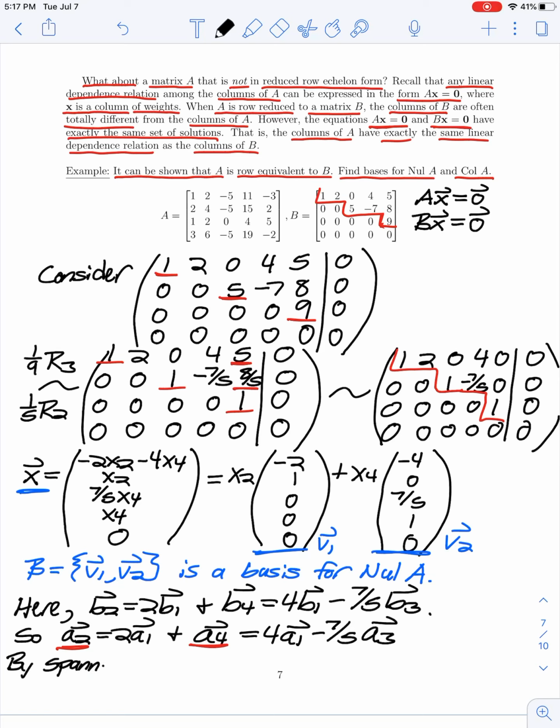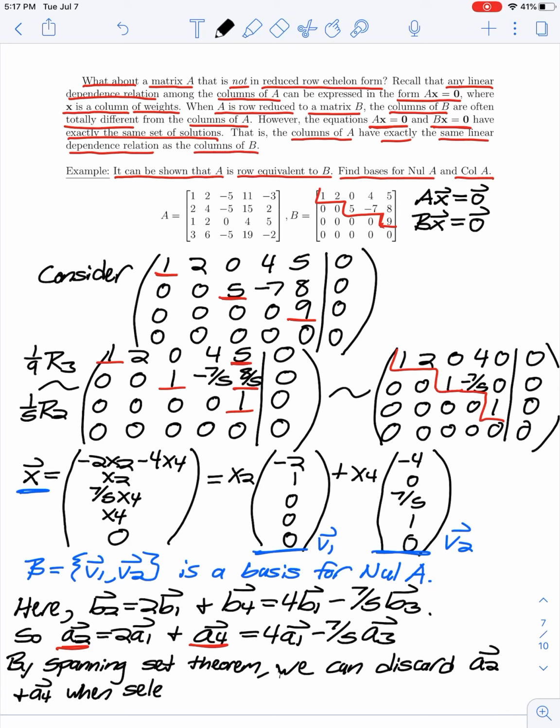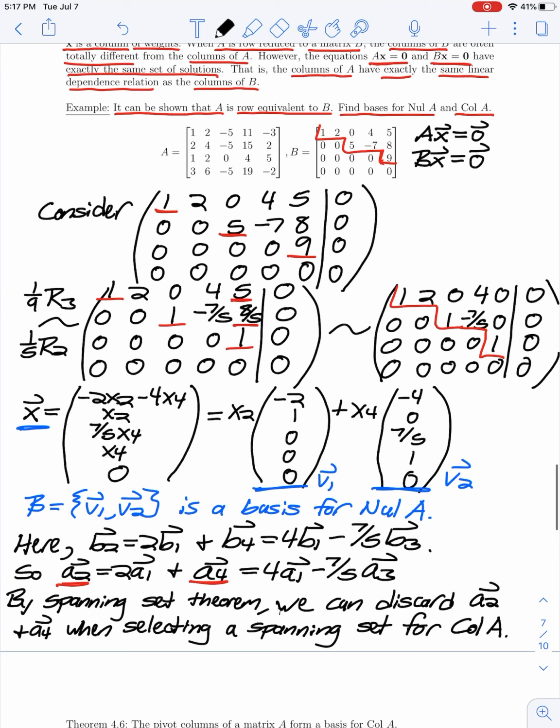So, as with our last example, by the spanning set theorem, we can discard the vectors A2 and A4 when selecting a spanning set for the column space of A. So here, our column space of A is the span of the vectors A1 through A5, the columns of A, but we saw that we could discard A2 and A4, so this is the span of A1, A3, and A5. All right.